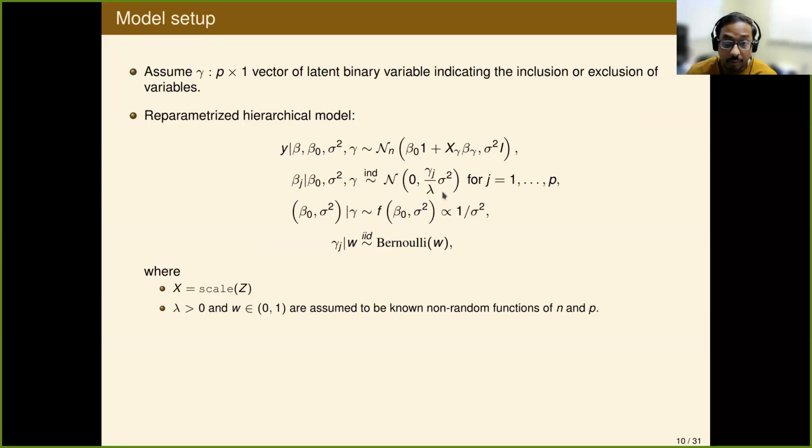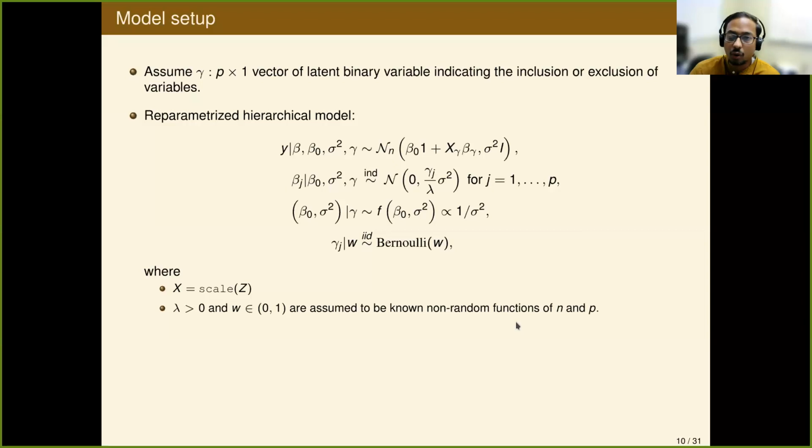Generally, lambda is taken to be very small, and we will see some theoretical results, so that it's a kind of flat prior. The variance would be large, and the prior is more or less flat on the real line. And we have a flat, non-informative prior on the intercept and on the log of the error variance. And we assume that these latent indicators gamma j, given some prior inclusion probability W, are IID Bernoulli with success probability W. Typically, W is small, so we assume a priori that only a few markers are important. And this lambda and W are assumed to be known non-random functions of n and p.